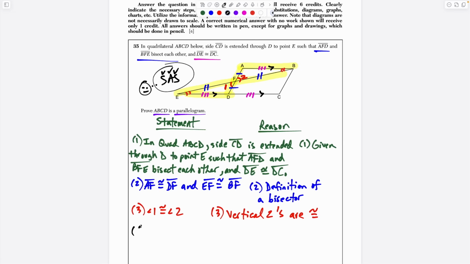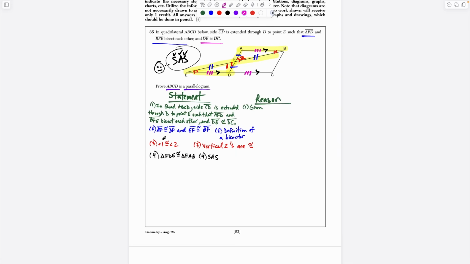So now I could move on and say that triangle, and the letter arrangement here, let's say FDE. So I'll say FDE. This triangle is congruent to triangle FAB. Okay, and the reason for this is side, angle, side. I could just say SAS. So now let's move on to the next part of the proof. And I just made a little space so we have room to write out the rest.